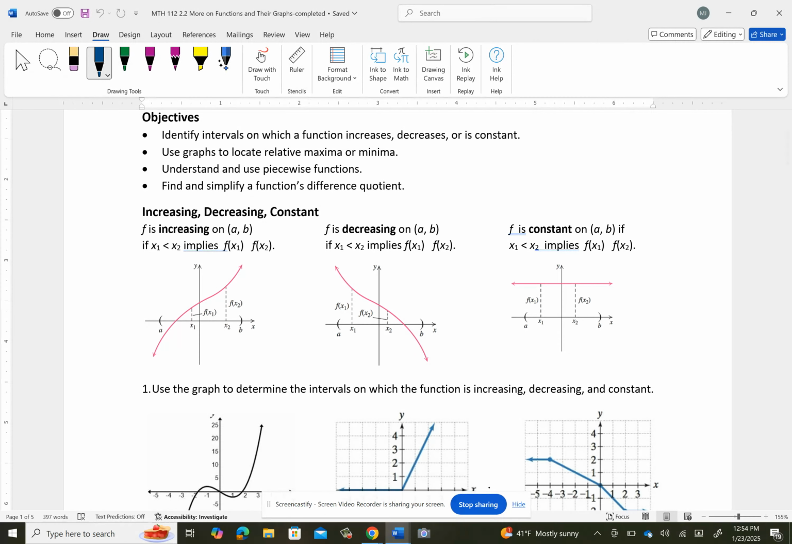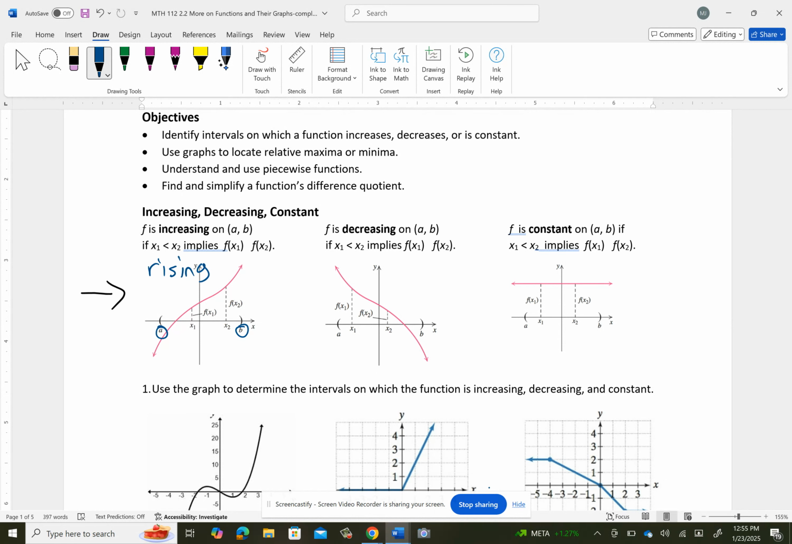Here are pictures that show you what is probably pretty obvious. When you're looking at graphs, read them from left to right like you would a book. If f is increasing on some interval of x values, from a to b, then from left to right it should be rising.